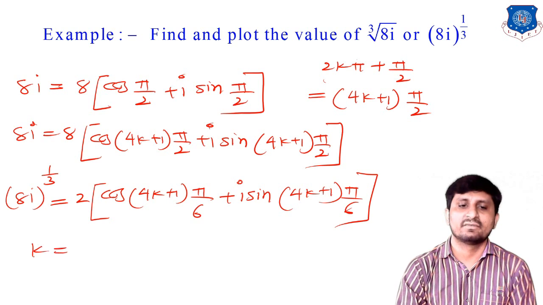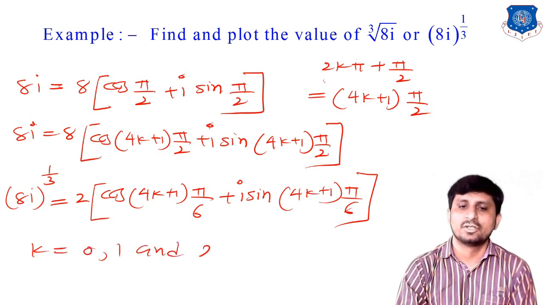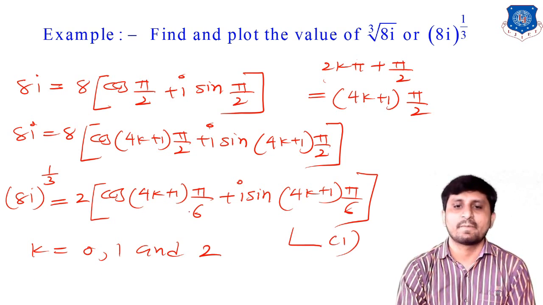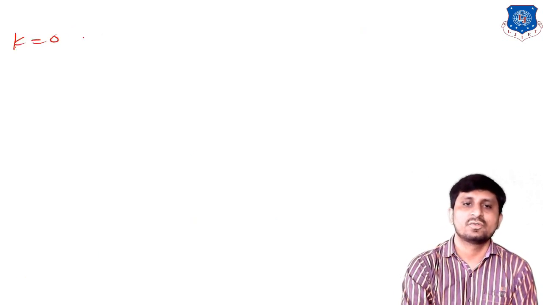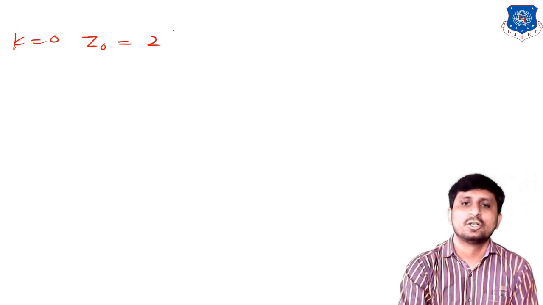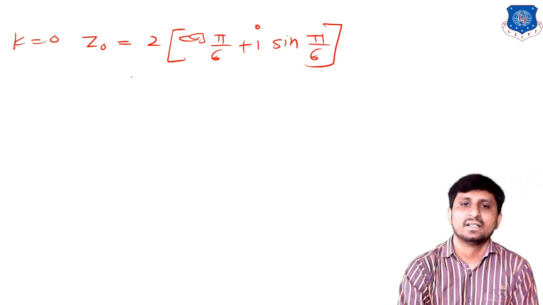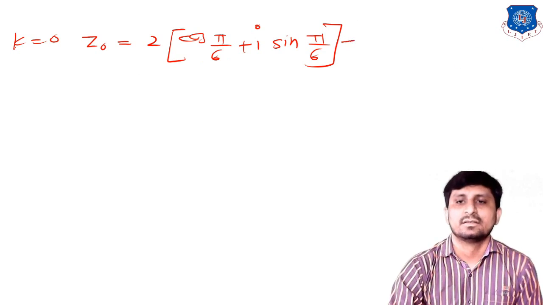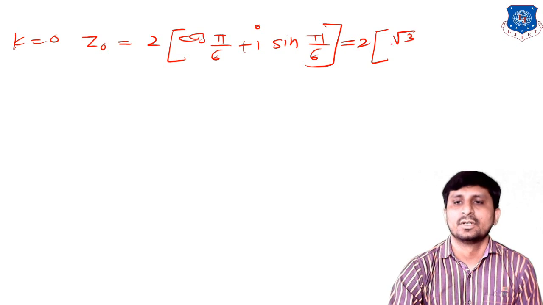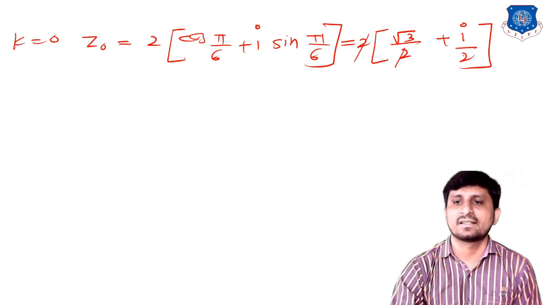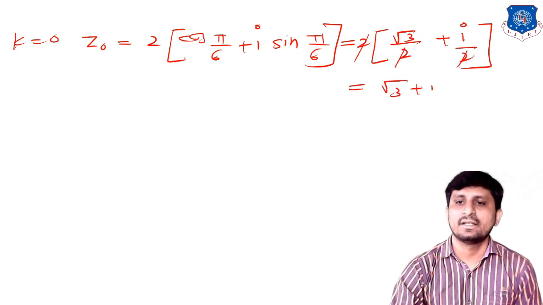Now you have to take the values of k as 0, 1 and 2. Call it equation 1. So first of all take k equal to 0. We get cos π/6 plus i sine π/6. So for k equal to 0, z0 is 2 into cos π/6 plus i sine π/6. The value of cos π/6 is root 3 by 2, so here we have root 3 by 2 plus i by 2. This 2 will be cancelled out, so we get root 3 plus i.